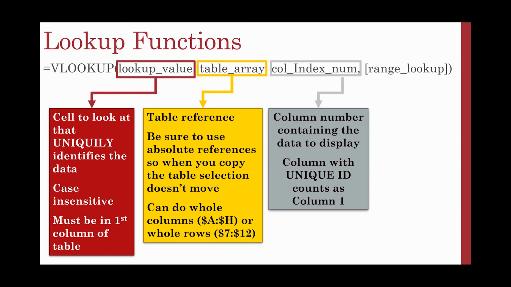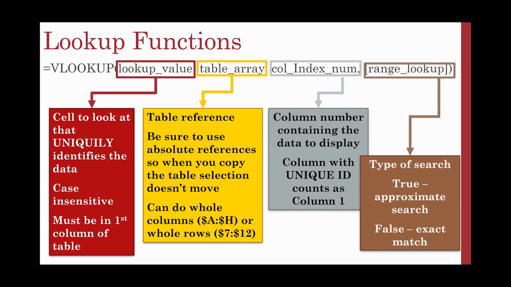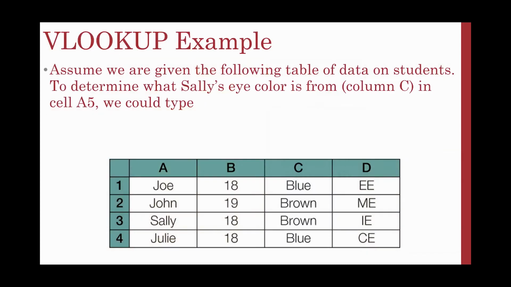The column index is the column number containing the data to display. The unique ID counts as column 1, and it's only based on the table that we enter. So if your table has 3 columns, your column index can only be 1, 2, or 3. Actually, it can only be 2 or 3. And the lookup range is true or false. True does an approximate search. False does an exact match. Nine times out of 10, you want it to be set to false.